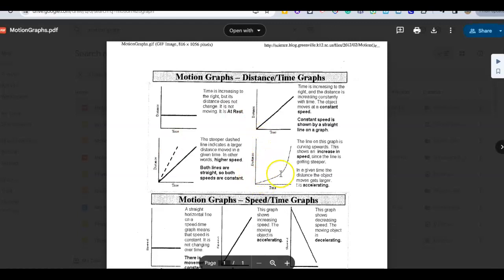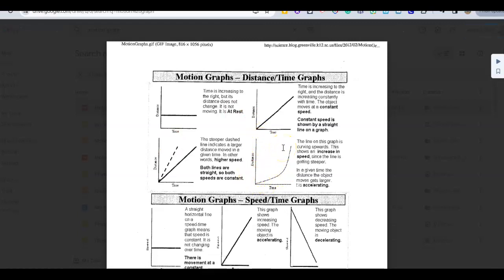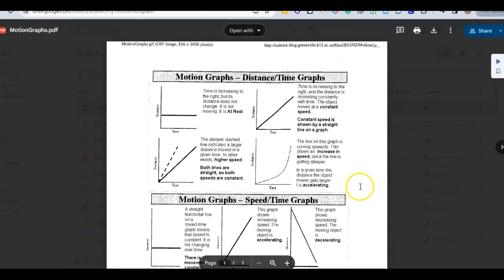And you'll see this curve line. There's only one curved line in all 7 graphs. If you see the line curve up, it means it is accelerating. If it starts to curve downward, it is decelerating. Not very hard on those 2.